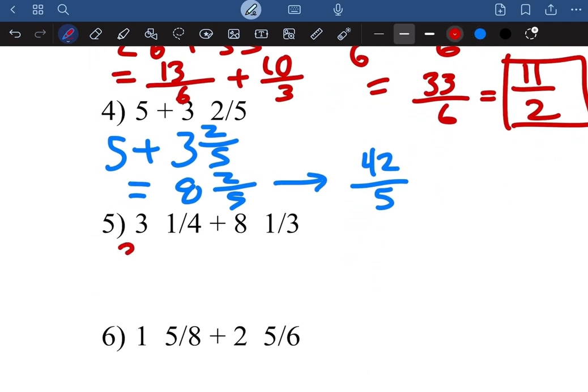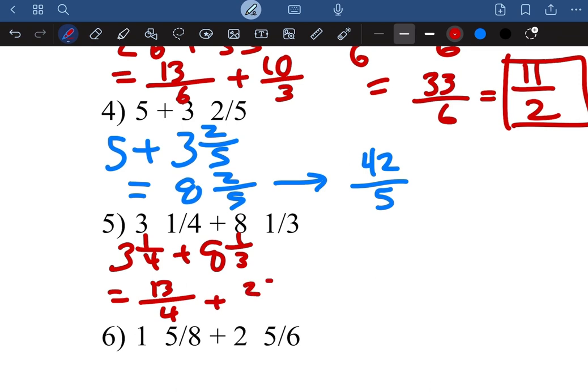Number 5, we have 3 and 1/4 plus 8 and 1/3. We're going to convert it into an improper fraction. So 13 over 4 plus 25 over 3. Our common denominator for this one is 12. So we're going to multiply the top and bottom of 13 over 4 by 3. So 3 times 13 is 39 over 12 plus, and then we're going to multiply the top and bottom of 25 over 3 by 4.